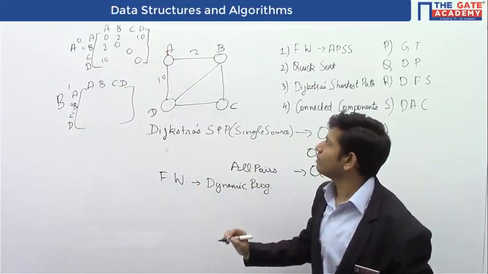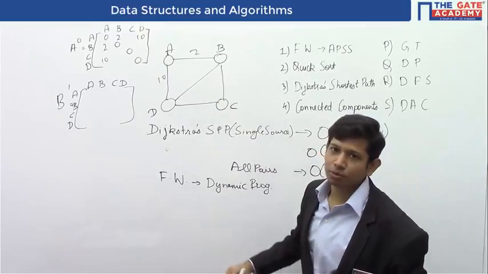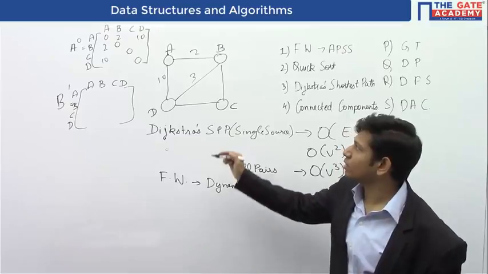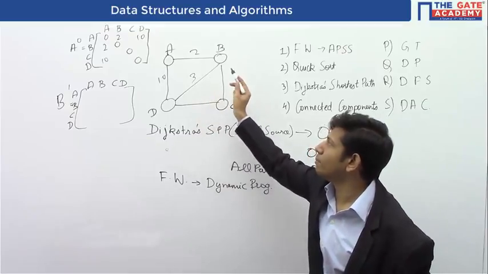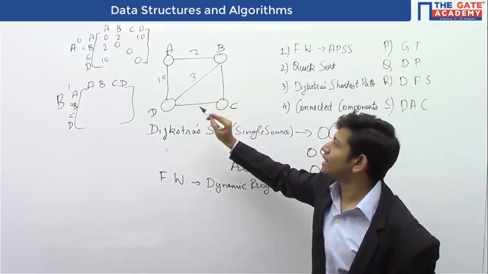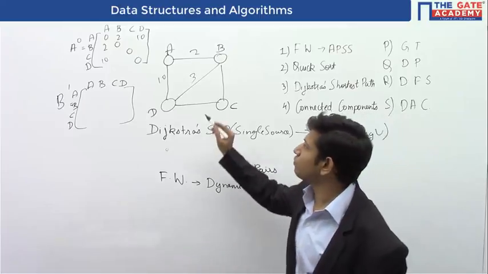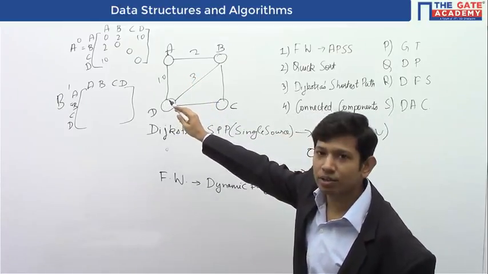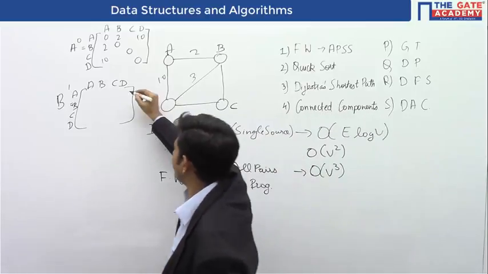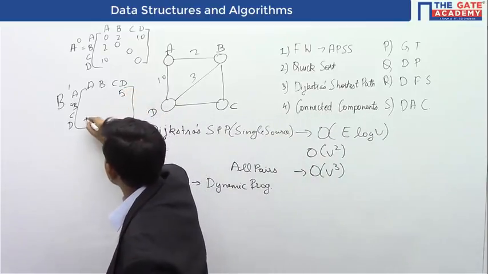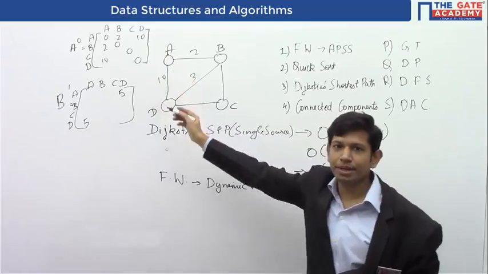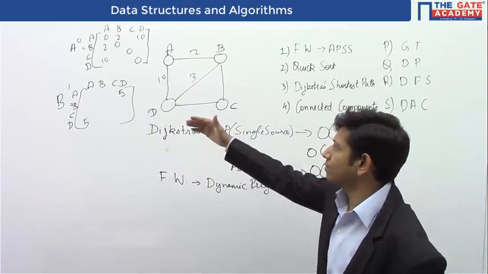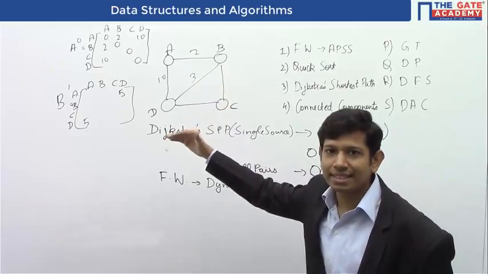But now what we will see is, this cost is suppose 3, B to D is 3. So now what is the cost from A to D via B? It is 2 plus 3, 5. Now since this 5 is less than the given 10, we will update this value from A to D to 5. This 10 has been updated to 5.